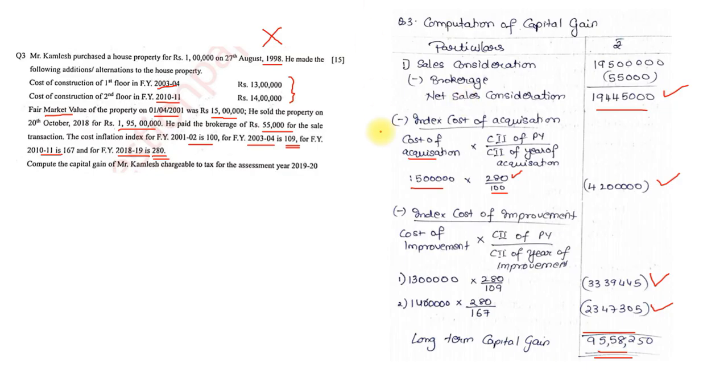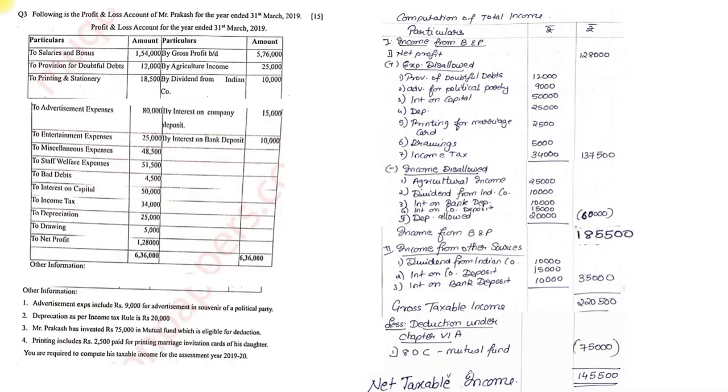Let us check one more sum which had appeared in the paper. Following is the profit and loss account of Mr. Prakash for the year ended 31st March. He has given you one P&L account. Remember, whenever a P&L account is given, it will always be a sum based on computation of business and profession. And they are giving you other information.